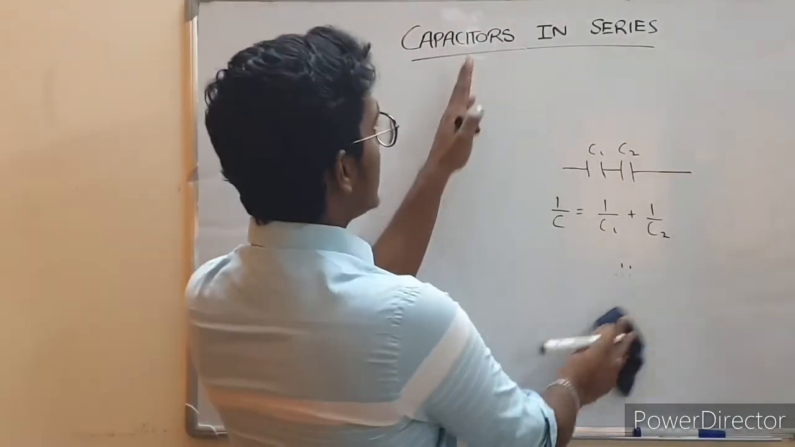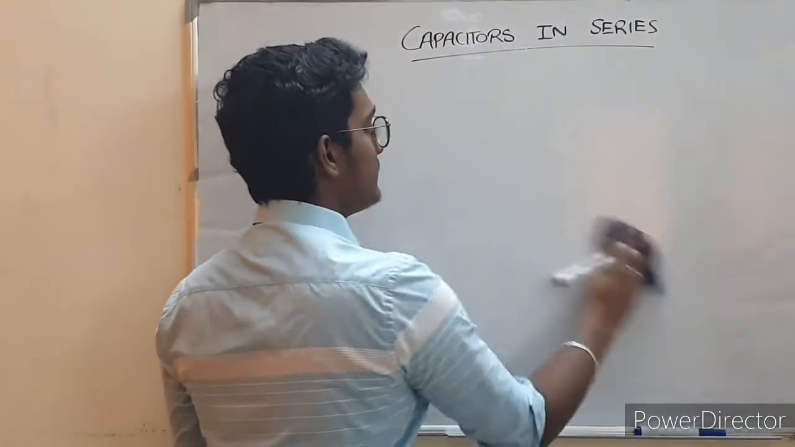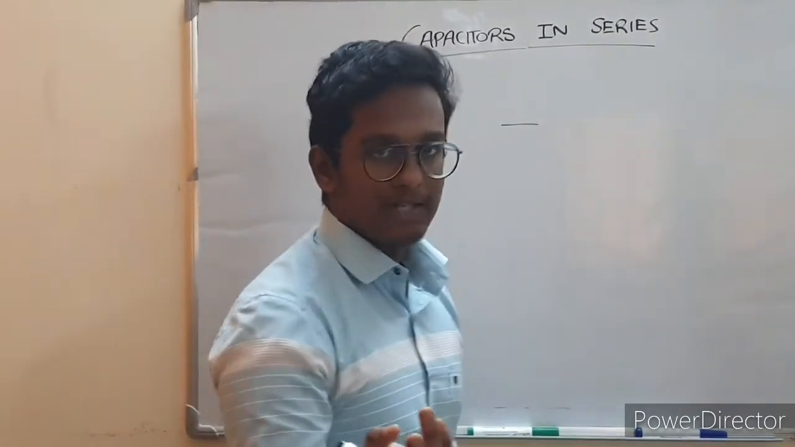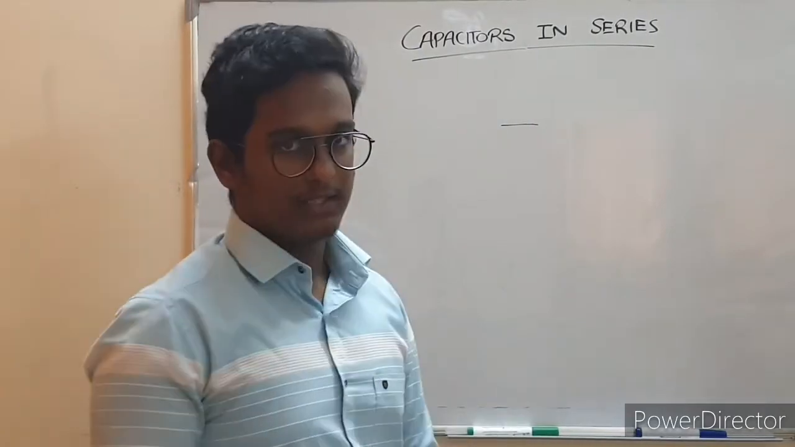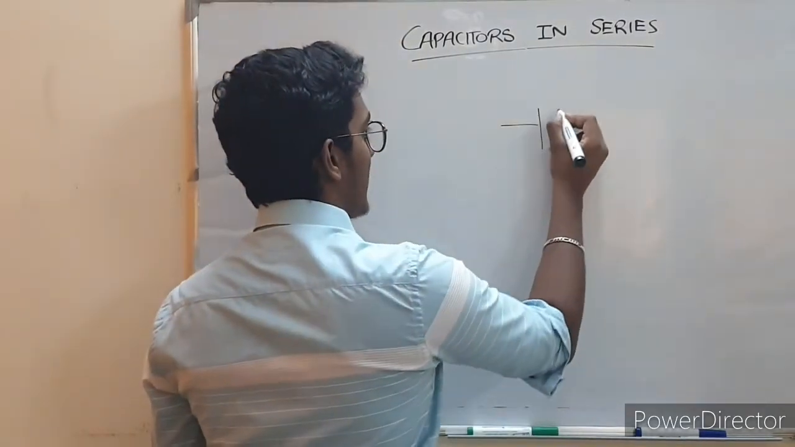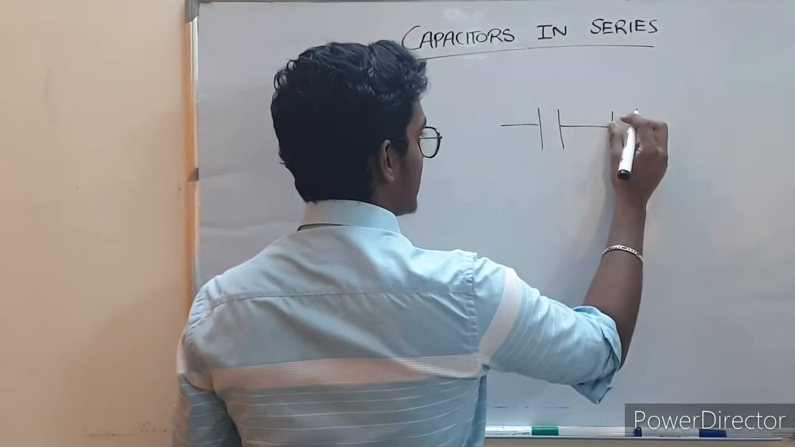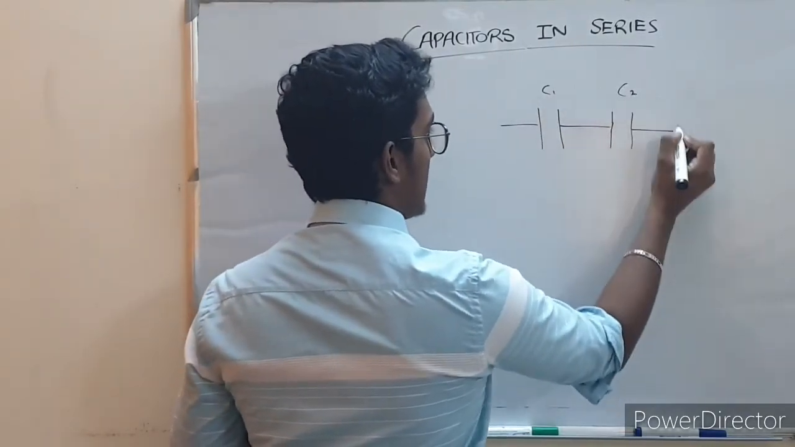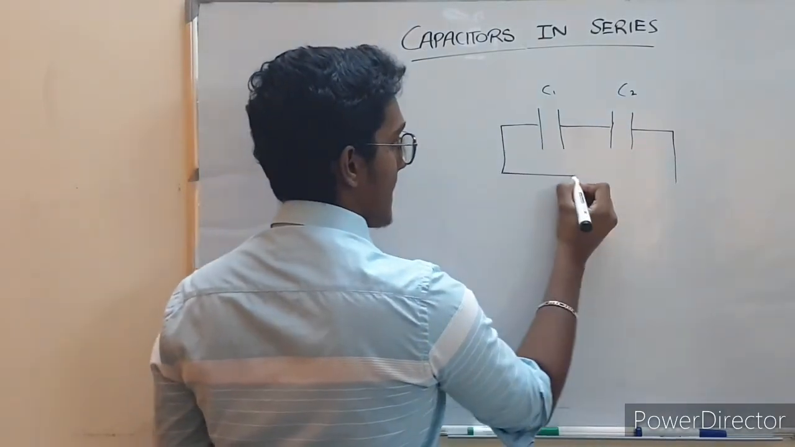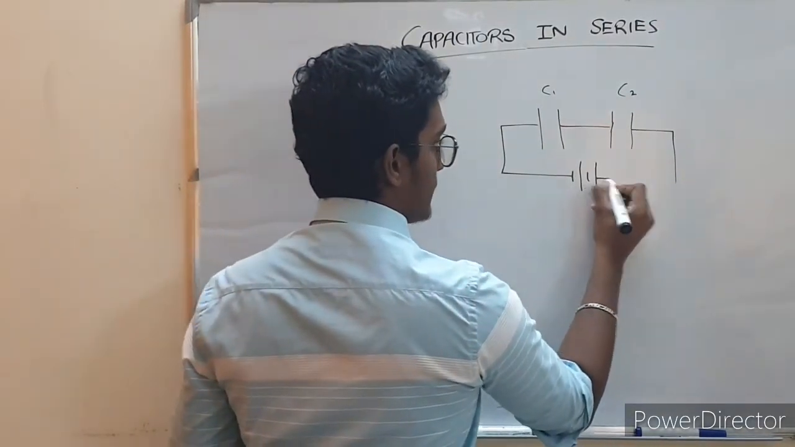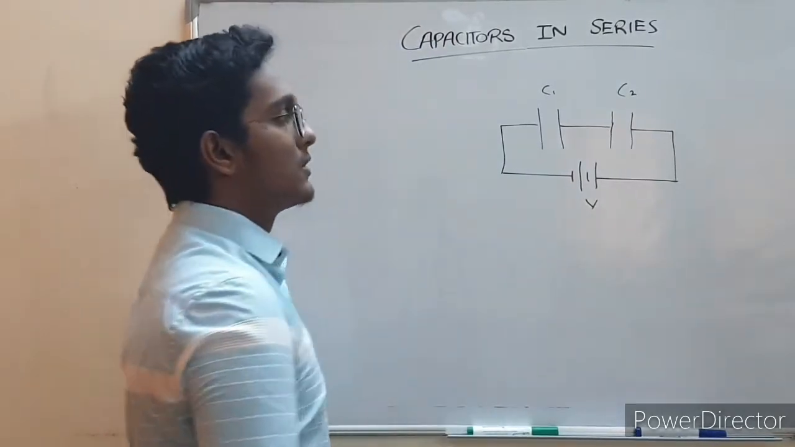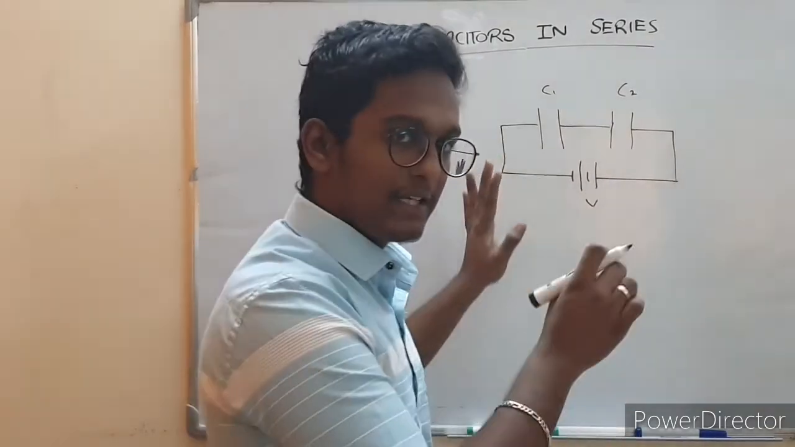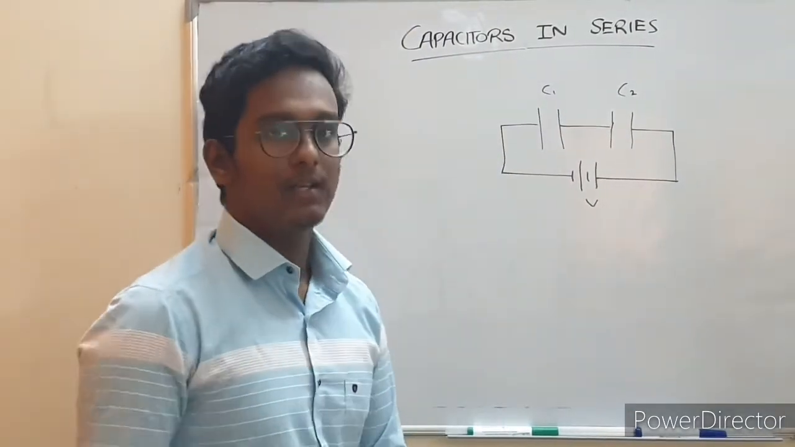So let's first look at capacitors in series. We can assume n number of capacitors, but let's just start with two capacitors. So we have capacitor 1 and capacitor 2 connected in series across a battery with voltage V. Make sure that in series the properties you learned in grade 10 still remain the same.